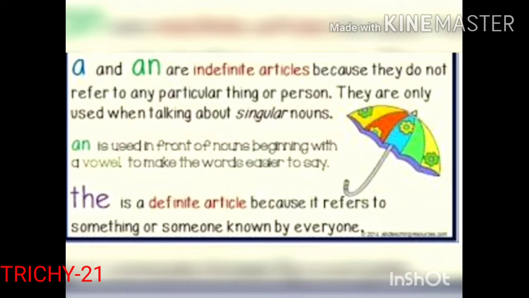And the is called the definite article. The is called the definite article because it points to a particular person or thing in a sentence.